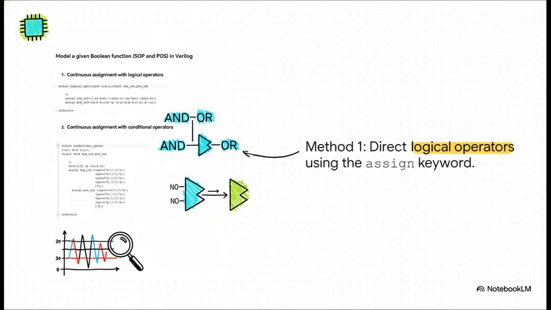Okay, so this first method is about as direct as it gets. We use this keyword assign, which basically creates a permanent connection, like soldering a wire. It says the output SOP out is always equal to whatever this formula spits out. You can even see it in the code. The ampersands are your AND gates, the vertical bars are your OR gates. It's pretty much just like writing a math equation.